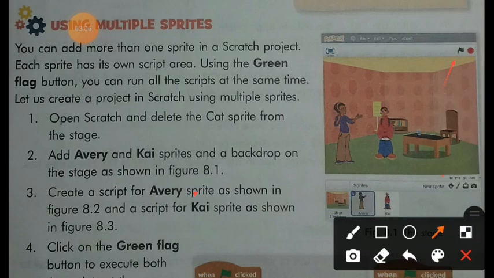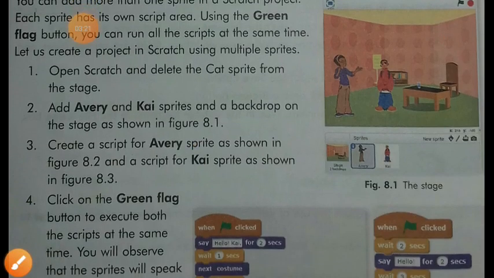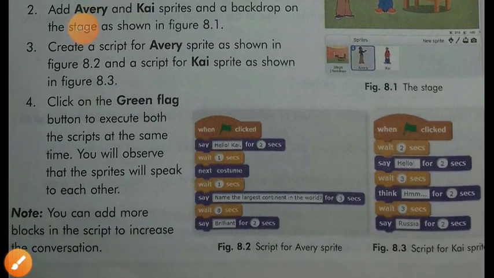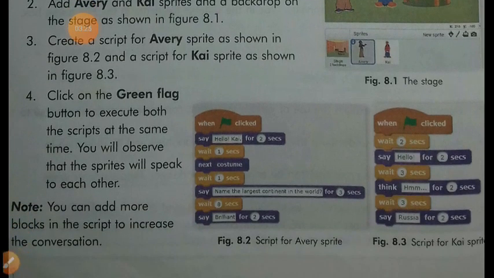And then you have to choose a background like figure 8.1, and then step 4 is to click on the green flag button to execute both the scripts at the same time. You will observe that the sprites will speak to each other.